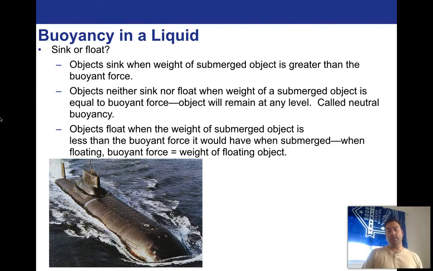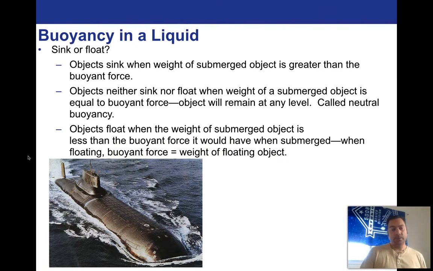And the way that submarines do that is by taking seawater into their tanks. And then when they're ready to actually surface, they blow the seawater back out. Why does that bring them to the surface? Well, objects float when the weight of the submerged object is less than the buoyant force it would have when submerged. When floating, the buoyant force equals the weight of the floating object.